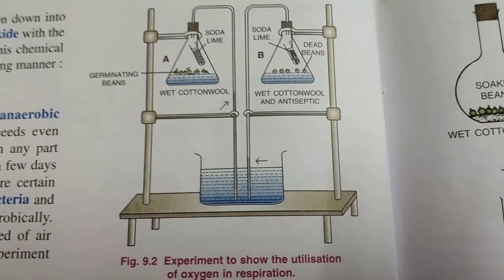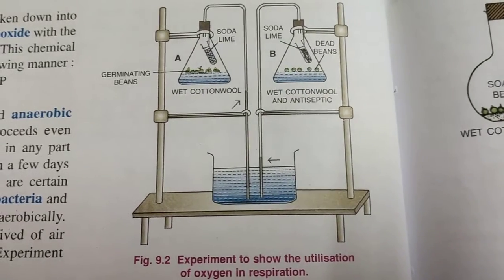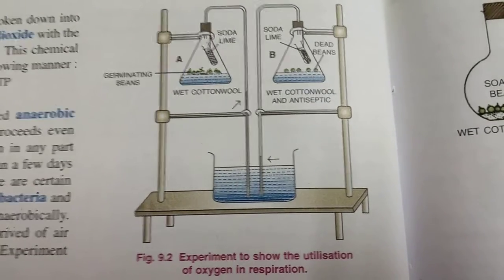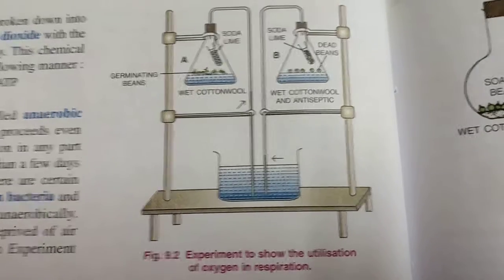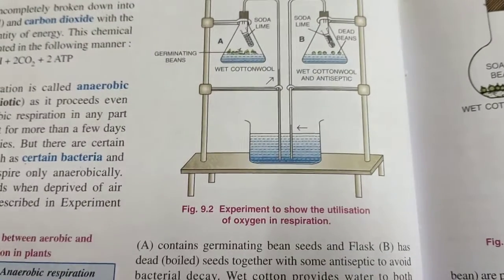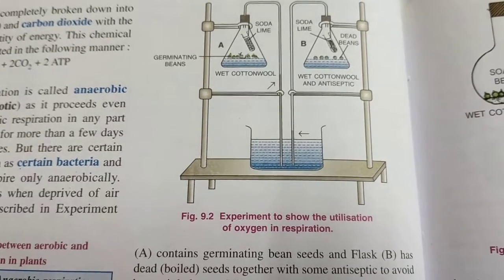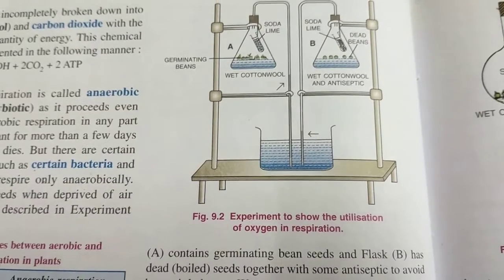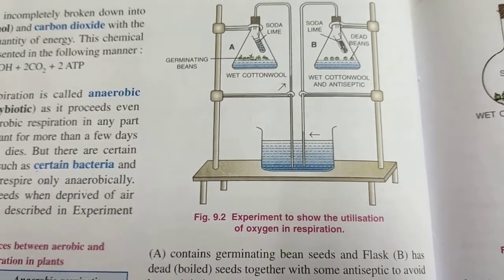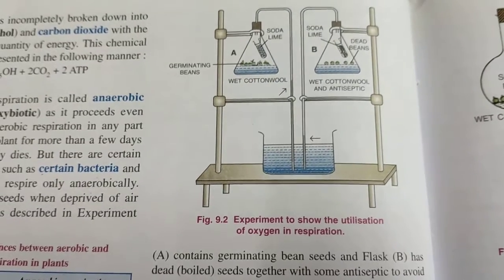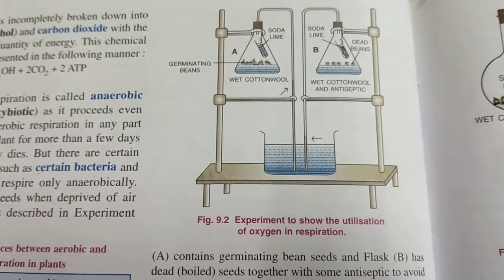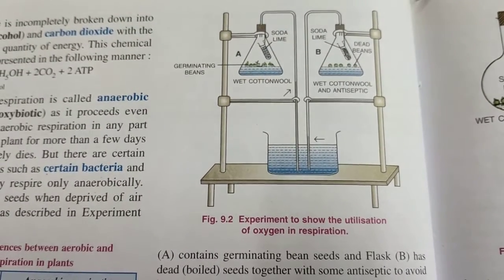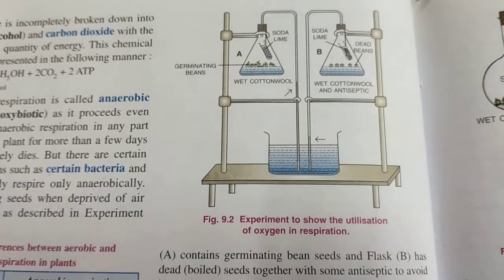Now students, in this chapter there are lots of experiments which you have to go through. Now this is the diagram of an experiment to prove that oxygen is used up in respiration. Now you see the setup. Flask A contains germinating bean seeds. Very carefully you observe the diagram. And flask B has dead seeds together with some antiseptic to avoid bacterial decay, because dead seeds can undergo bacterial decay. So that is why we have to put some antiseptic there. And dead beans means boiled beans.